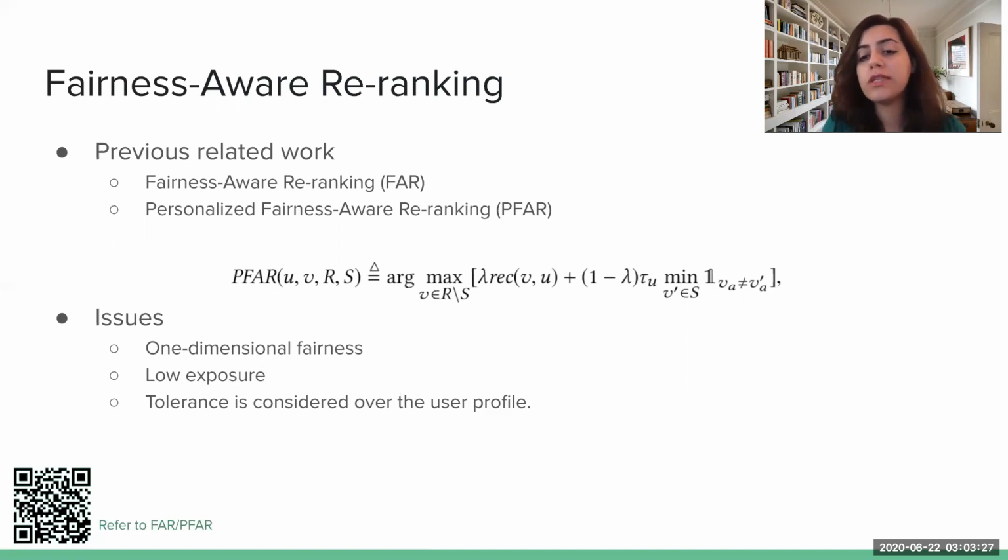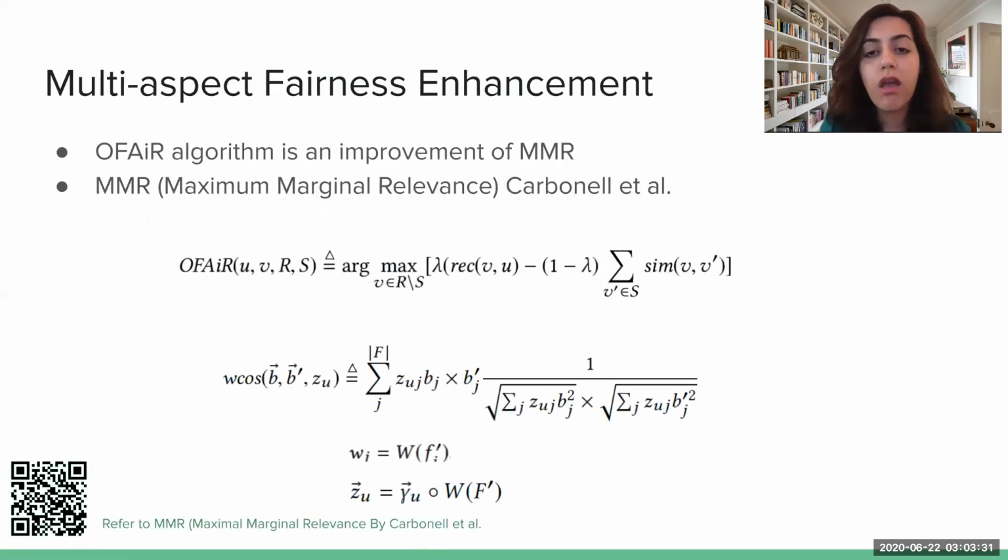Due to this reason, the exposure of protected items is relatively low. We propose the opportunistic fairness-aware re-ranking OFAIR, an MMR-based method to resolve the previous issues. So in the scoring function, instead of boosting the protected items as FAIR and PFAIR were doing, we penalize the items in their features if their features are similar.